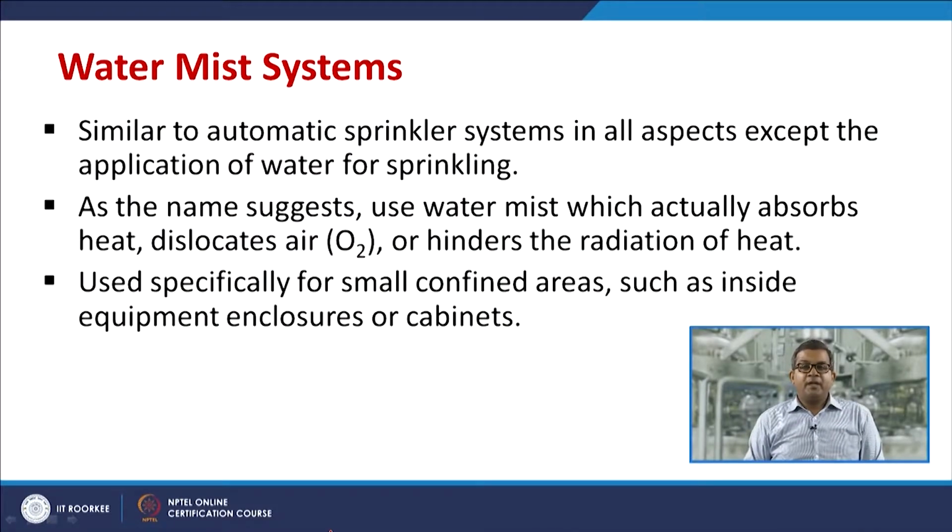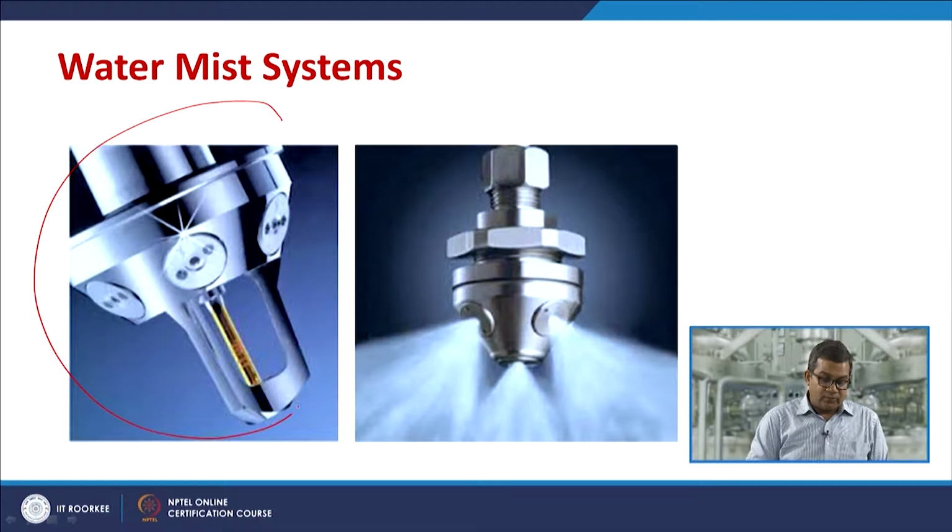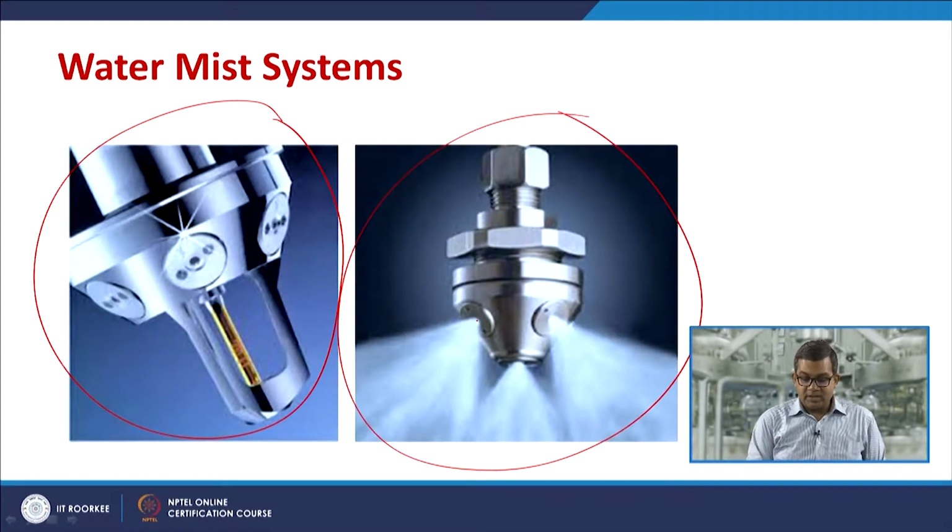So they are used specifically for small confined areas, such as inside equipment enclosures or cabinets. Because of certain operational difficulties, we cannot use water mist for a larger area or the entire plant. These are the typical systems of a water mist system. This is the usual device of a water mist system, and this is the operational one. You can see the water mist coming out from this nozzle.